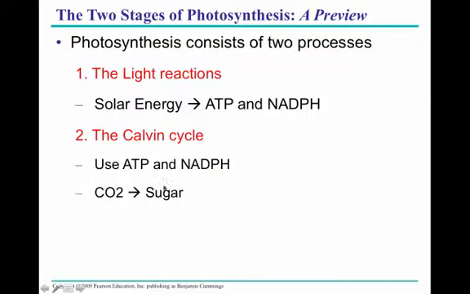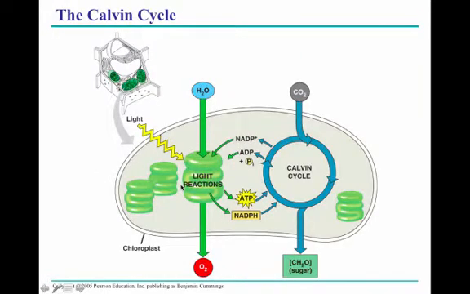So that's where we use these products. They become major reactants for the Calvin cycle, and that's where we use our carbon dioxide along with the ATP and the electron carrier NADPH to make some sugar, glucose. Okay. So two steps, a two-step process.